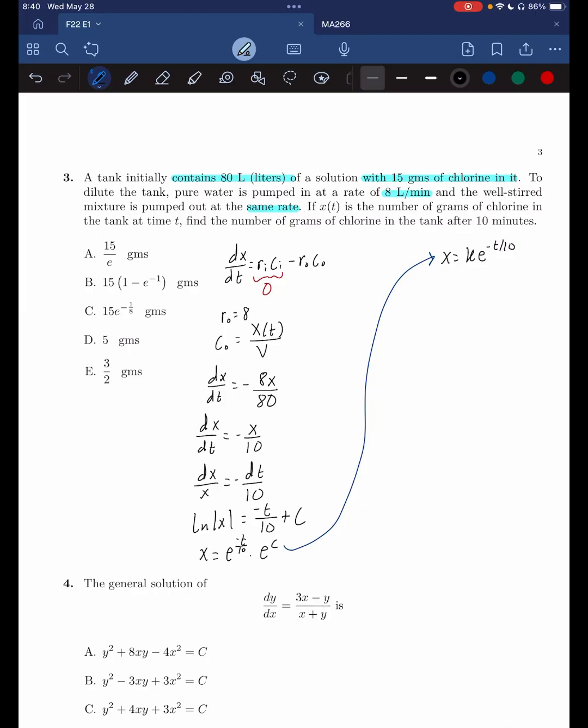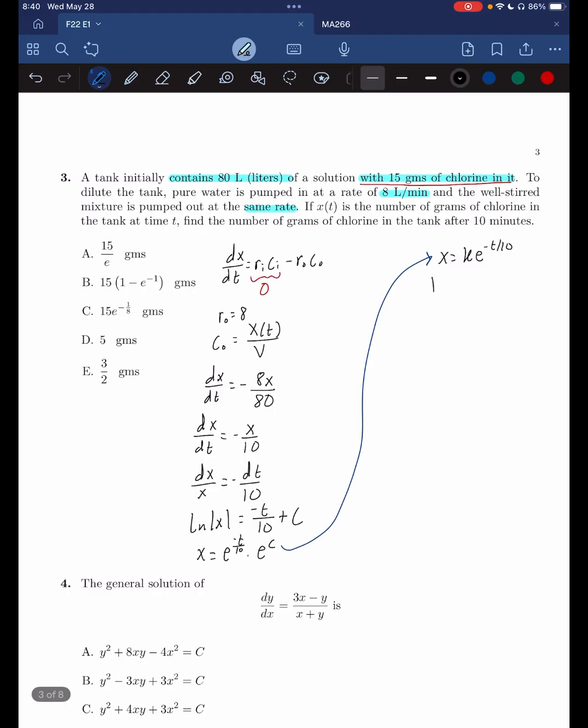What's our initial condition? Our initial condition is that when the tank initially has 80 liters of volume, there's 15 grams of chlorine in there, which is essentially saying at t equals 0, we have 15 grams of chlorine. So again, x is our concentration, so 15 grams. So 15 is equal to k, since t is 0, which means you're raising e to the 0. E to the 0 is 1. So k is equal to 15. So the solution of our ODE is x is equal to 15 e to the minus t by 10.